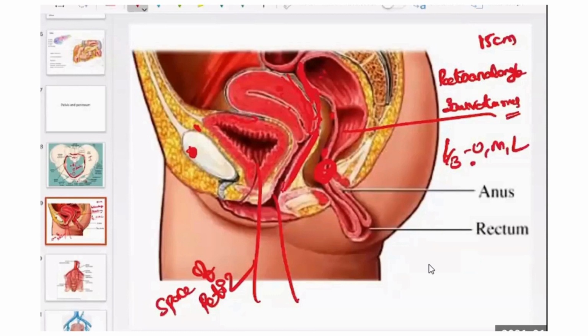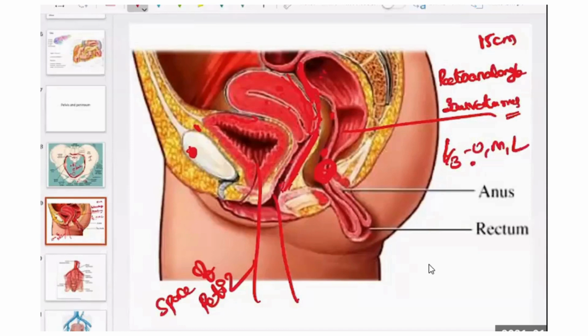This is the uterus, am I right? So lower down it is the vagina. So Denonvilliers fascia separates the rectum from the vagina by a fascia called the fascia of Denonvilliers. Is it clear? This is important. What is the fascia separating the vagina and rectum in female?